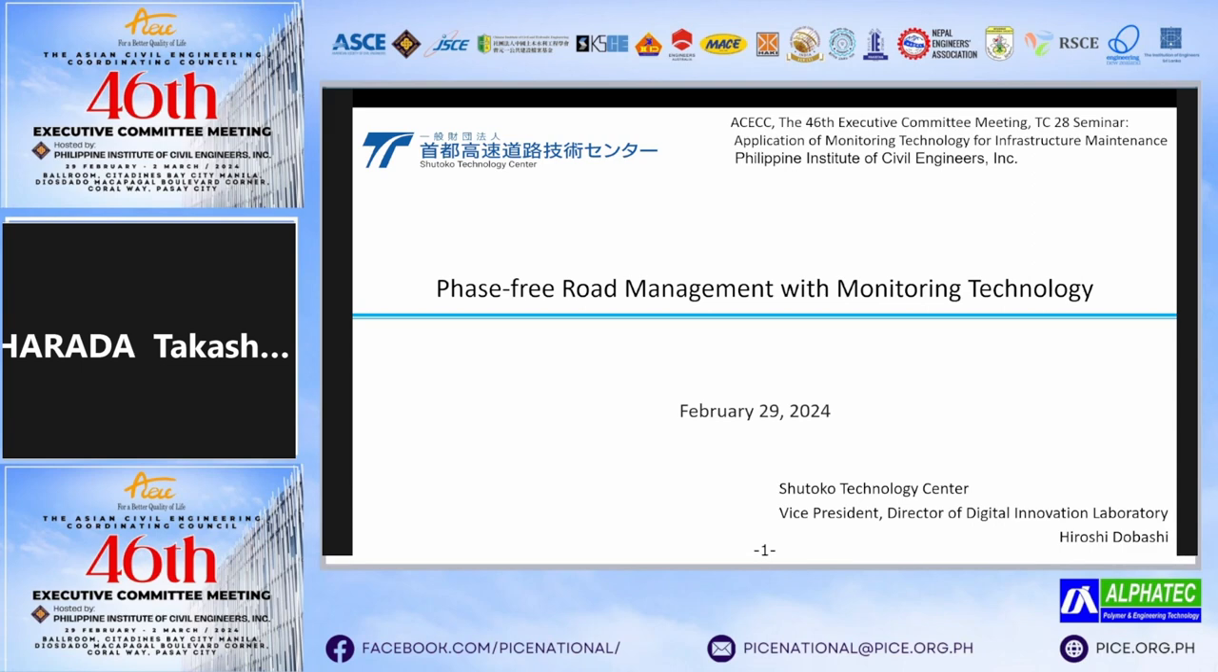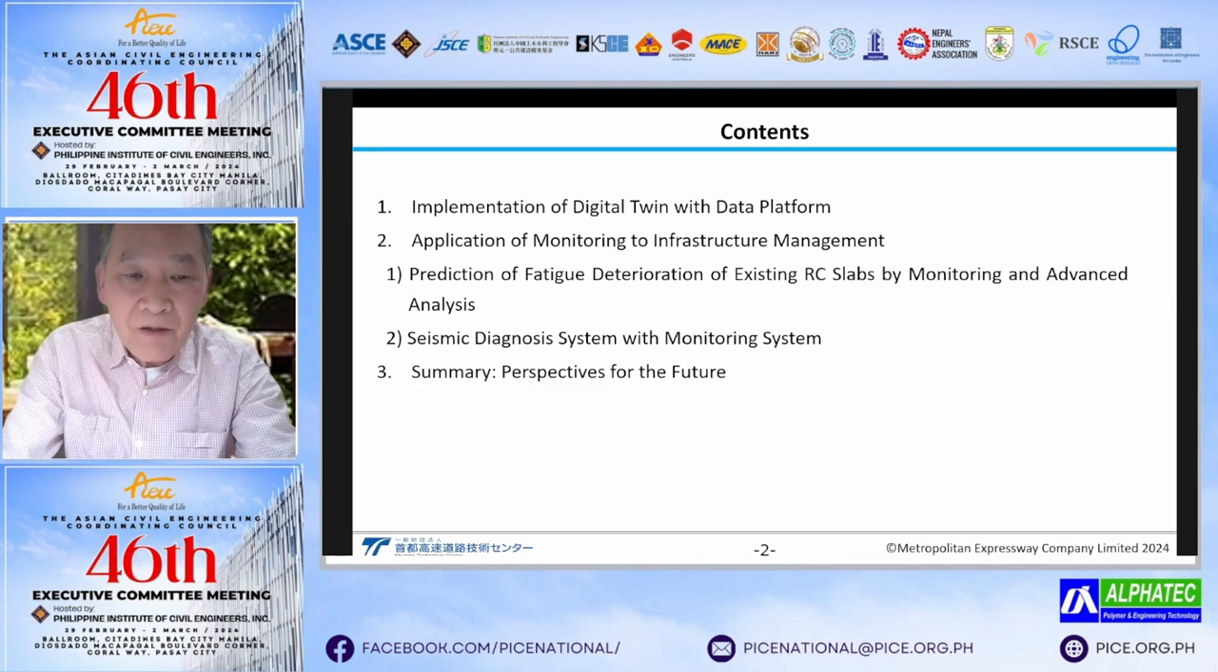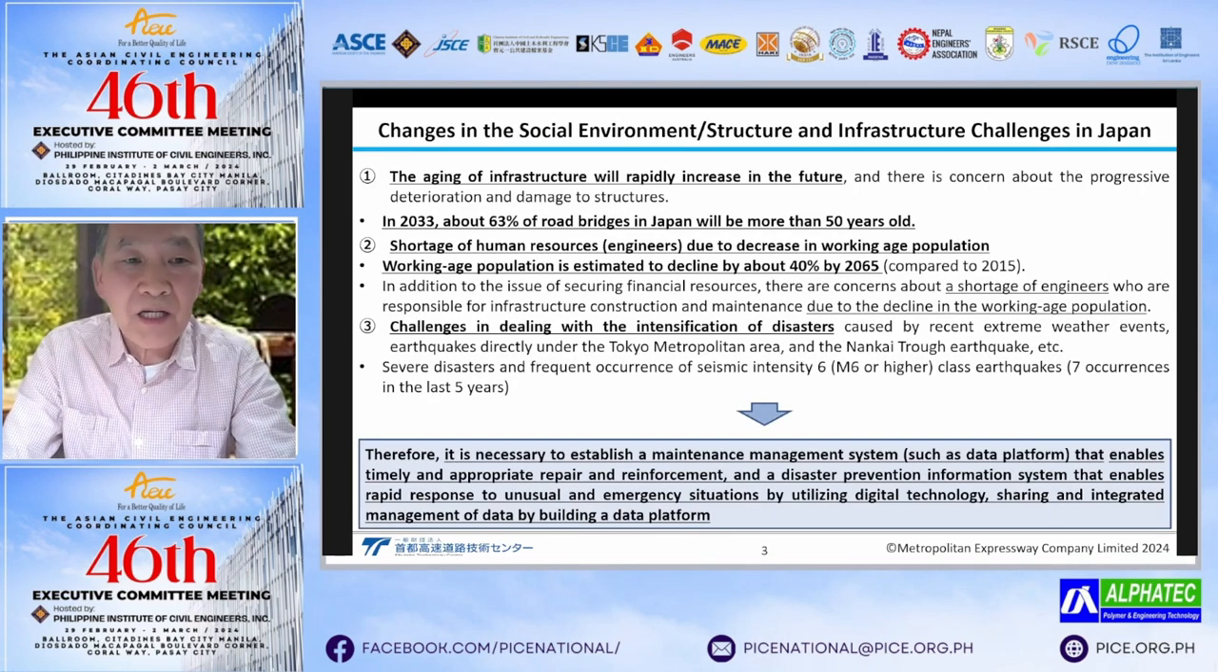Thank you, Mr. Chairperson. Today, I'm Hiroshi Dobashi from Shutoko Technology Center. I'd like to introduce phase three road management with monitoring technology this evening. This is the contents of today. First of all, as Professor Yamaguchi mentioned at the beginning of this seminar, we are now facing a couple of changes in the social and environmental situation and infrastructure in Japan.